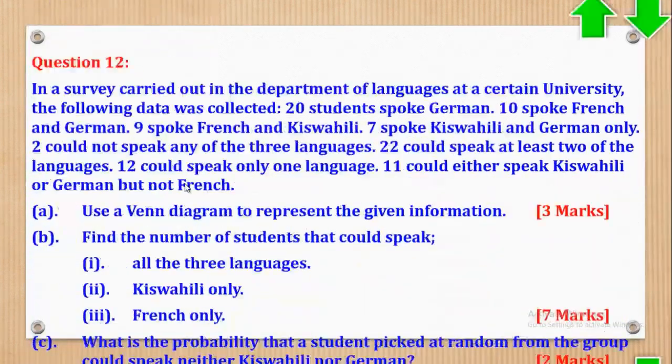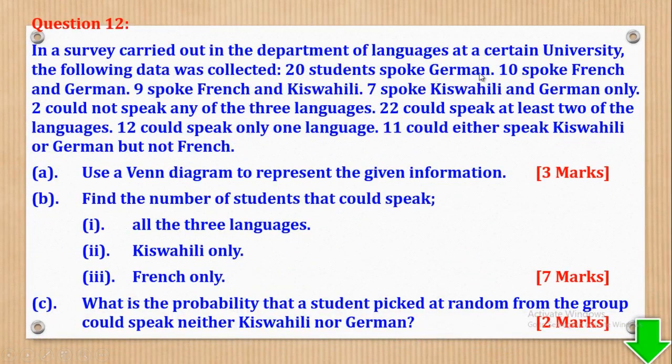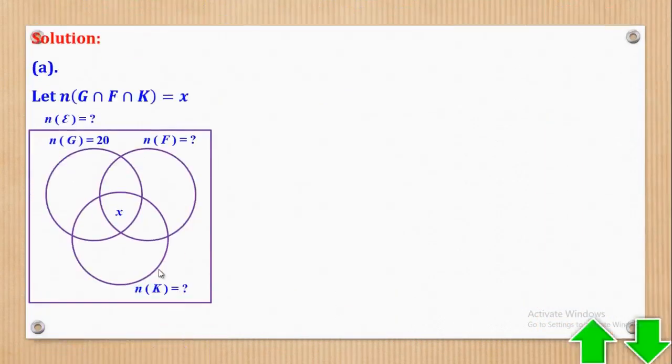Okay, so when you go back, that was 20. Now let's go to the next. Next they said 10 spoke French and German. So French and German is the whole of this, and they told us that it is 10, but we already know that this is X, meaning that the remainder will be 10 minus X. So we shall come here and put 10 minus X.